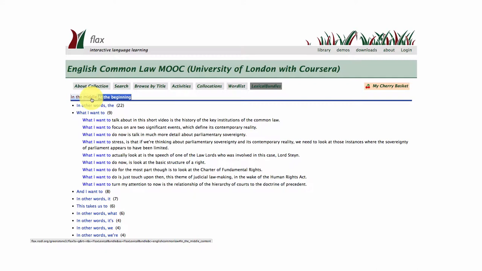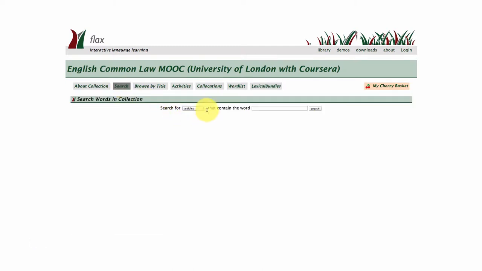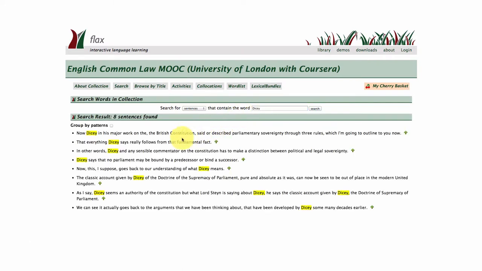in this particular case. Now, there's obviously the search feature in FLAX, which helps you to look for keywords, key concepts across the whole collection in a quick way. You can choose at the article level, sentence level, paragraph, and collocations level. So if we wanted to see how many times does Dicey occur in this collection? And we see he occurs 8 times, and we can click on the arrows here to give us deeper context of where he's being mentioned.